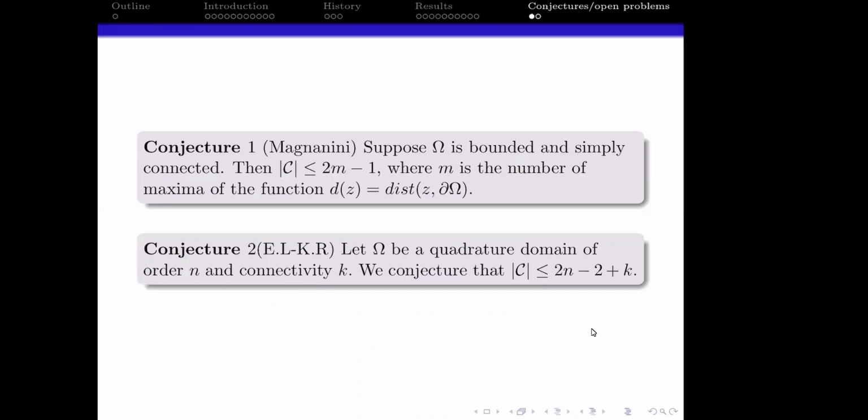We have our own conjecture in quadrature domains. We had a linear bound. For a simple quadrature domain, we had 2n minus 1 squared in a simply connected quadrature domain. So we conjecture in general, and this is based just on numerics and some computation that we did, that it should be linear in both the order and the connectivity. Okay, so these are two things, and I will stop here.